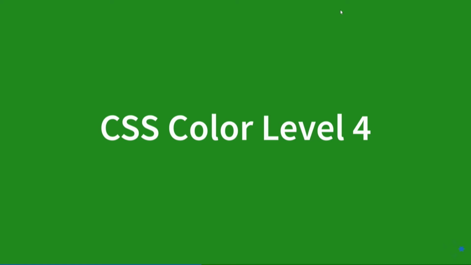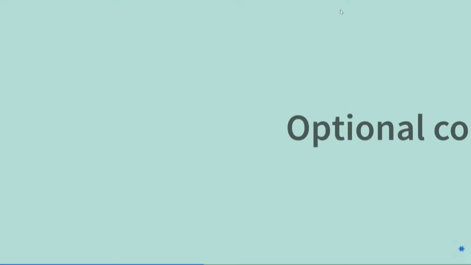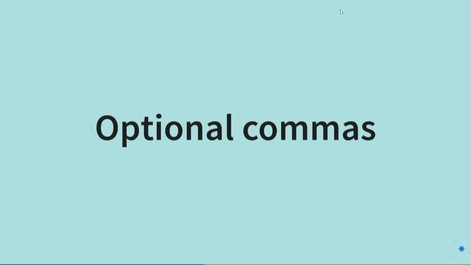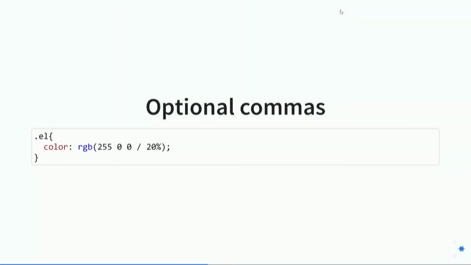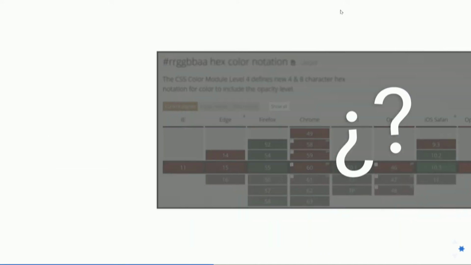First of all, in CSS Color Level 4, which is right now a draft, we have optional commas. So now we have changed the way we write RGB and HSL. We no longer need to write the commas. It's not a big change, but it's OK. And you can differentiate the alpha in a really easy way. You just put in a slash and write it. So that's great. Can we use it?